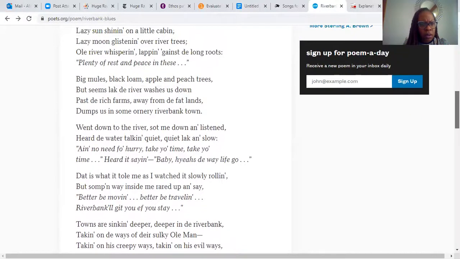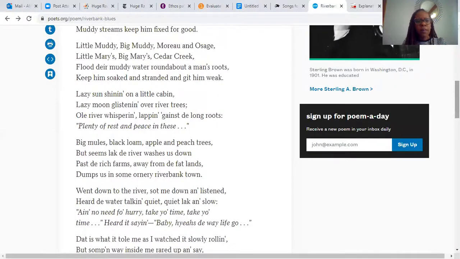He said, went to the water. Oh, no, here's this. Big mules, black loam, apple and peach trees. But seems like the river washes us down past the rich farms, away from the fat lands, dumps us in some ornery riverbank town. Went down to the river, sat me down and listened, heard the water talking quiet like and slow. Ain't no need for hurry.